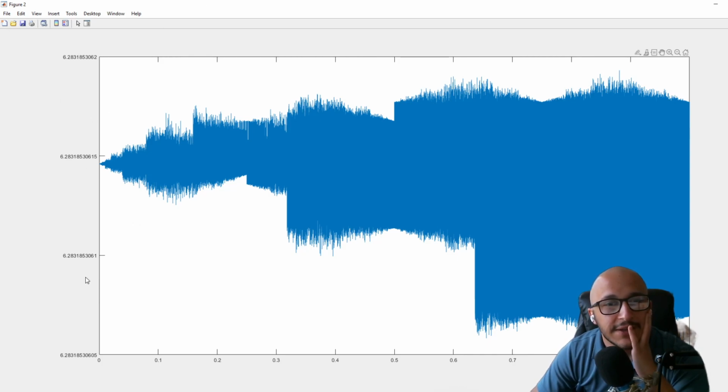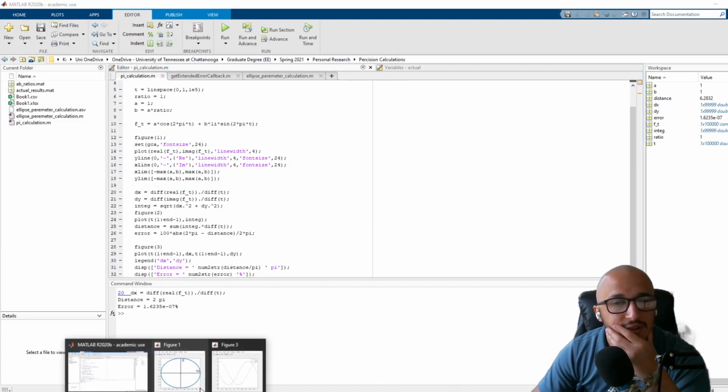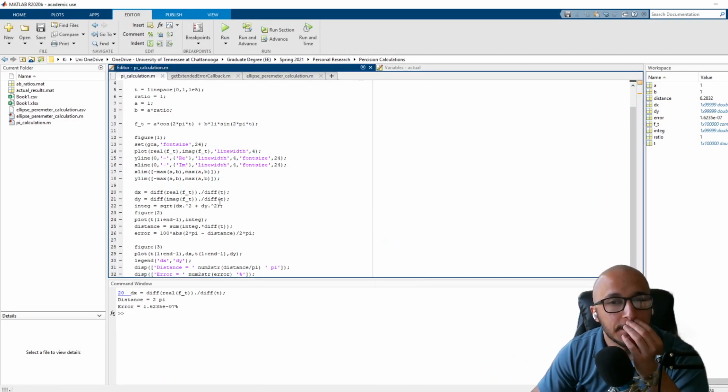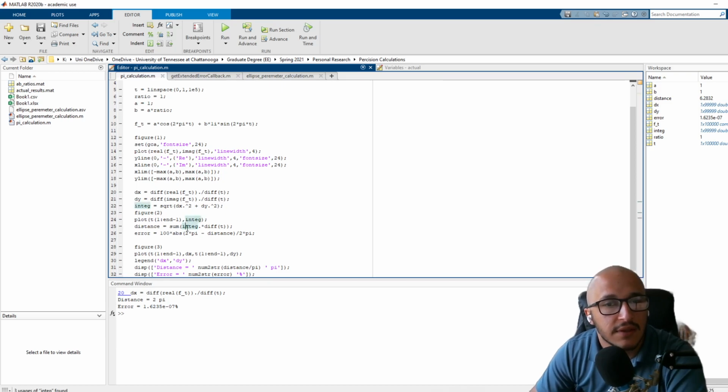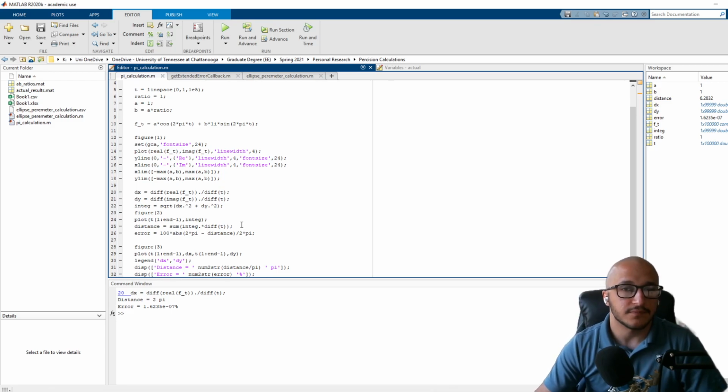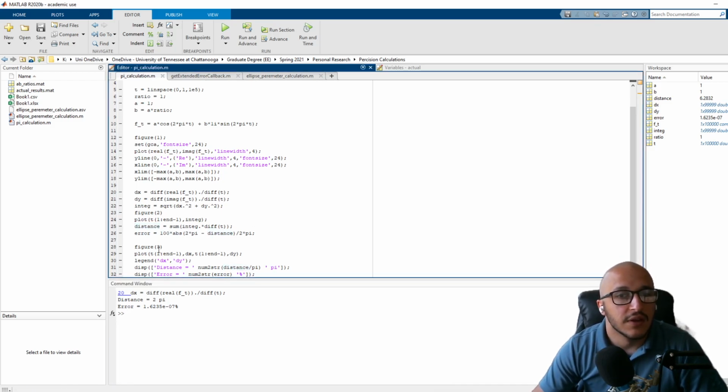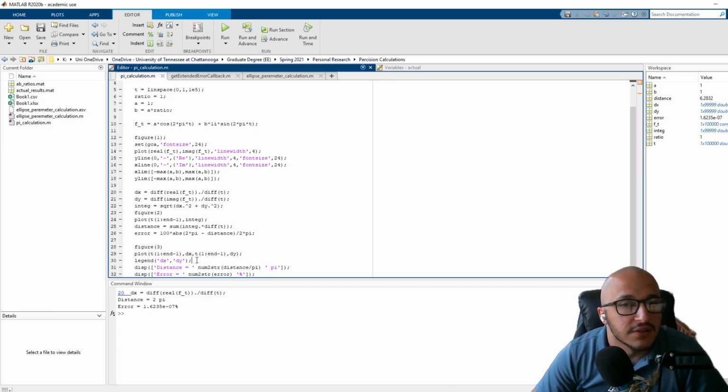It's pretty dead on the money. It'll be the same, so that's what happens when a and b are the same. And then we sum the integrand times the difference, and our error we know is 2 pi minus the sum, over 2 pi, and multiply that by 100. Then we plot, what am I plotting there? Oh yeah, dx and dy.